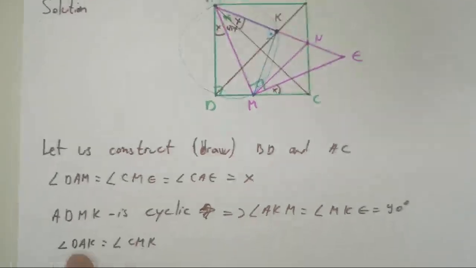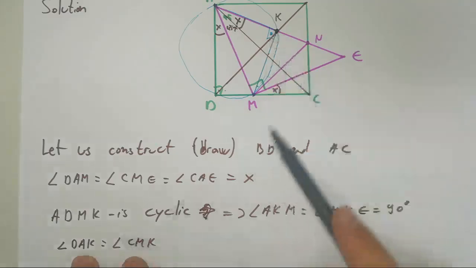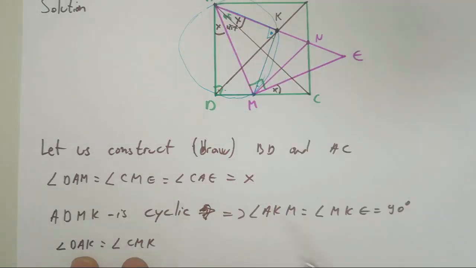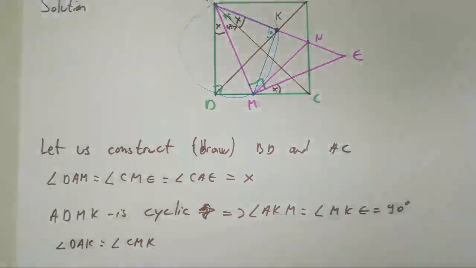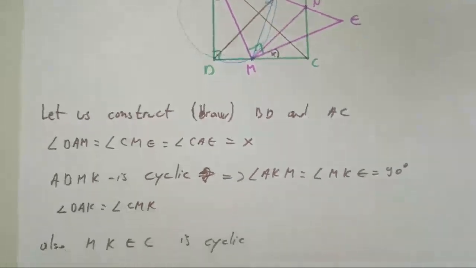Here is how I showed that that triangle is 90 degrees here, because DAK is equal to CMK. These two angles are equal, so that we can show it's cyclic. It means that it's 90 degrees. All right.